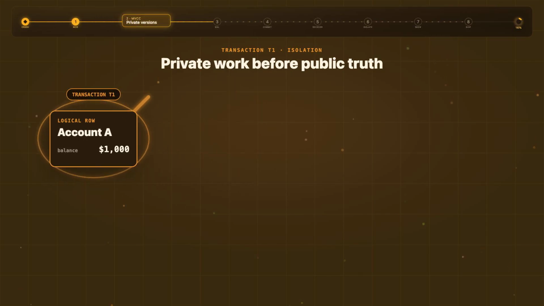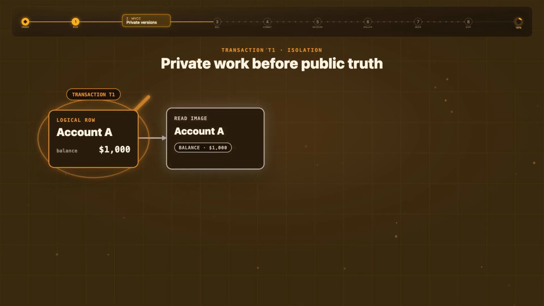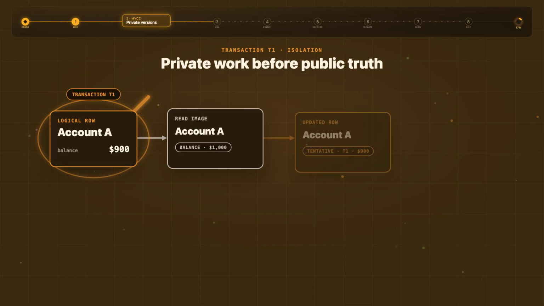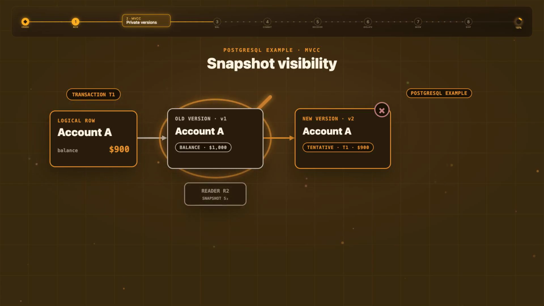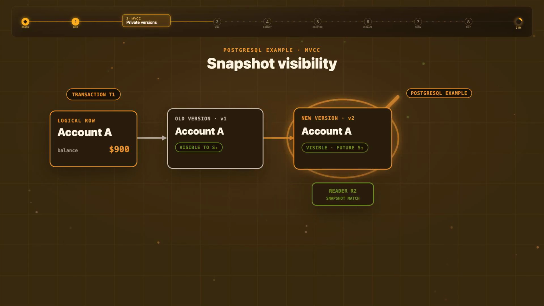Imagine transaction T1 starts the transfer. It reads account A, calculates the new balance, and writes an updated row. That does not mean every other transaction instantly sees the new value. In a system such as Postgres, updates create new row versions. Each transaction reads through a visibility rule, often described as a snapshot, to decide which versions are visible to it. The old version can remain available to readers whose snapshot still needs it, while the new version belongs to the updating transaction until commit makes it visible to future snapshots.